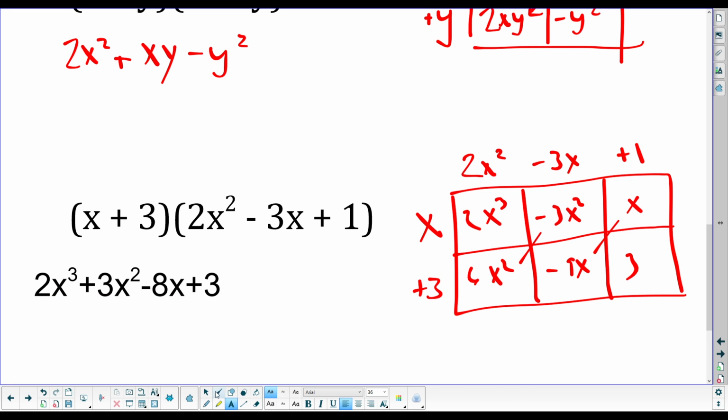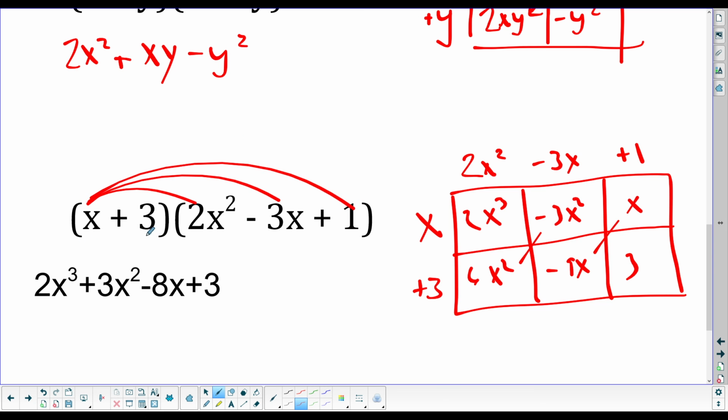Now, again, I could do this using the distributive property. I could multiply this times this, multiply this times this, multiply this times this, and then I could take the 3 and multiply it by each one of these, that times that, and that times that. So I would still get the same thing. I'm still doing the same multiplications. I'm multiplying x by 2x squared, which is what I did here. I'm multiplying x times negative 3x. I'm multiplying x times 1. The multiplications we do are the same. We combine like terms the same. It's just a different way of working that problem.